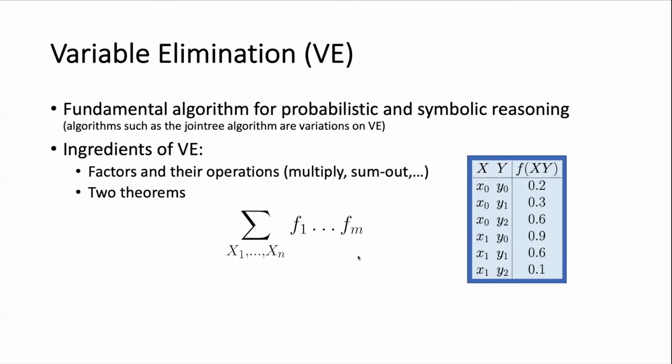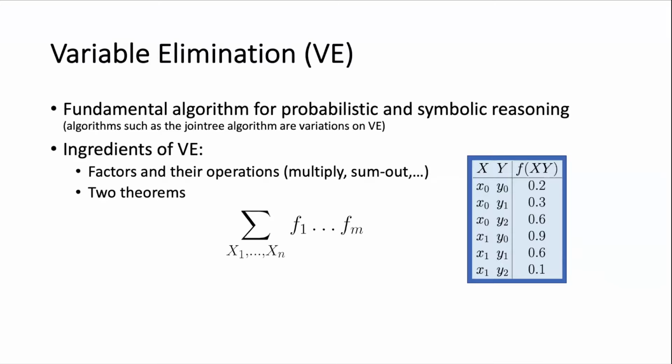So what we have here is these F1 through Fm are factors. I'm multiplying them, and then I'm summing out some variables from the result. We'll see what these operations are. But there are two main theorems behind variable elimination that allow you to evaluate this expression efficiently. All right, so we'll see that later.